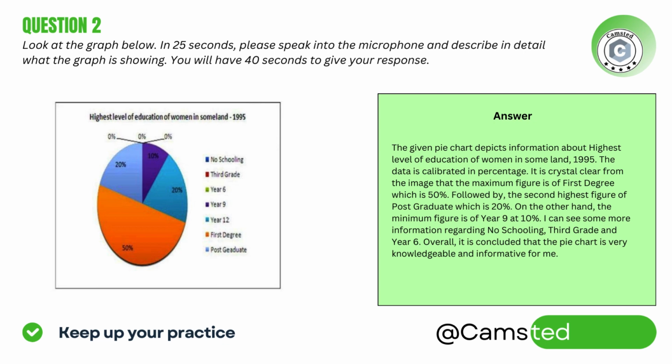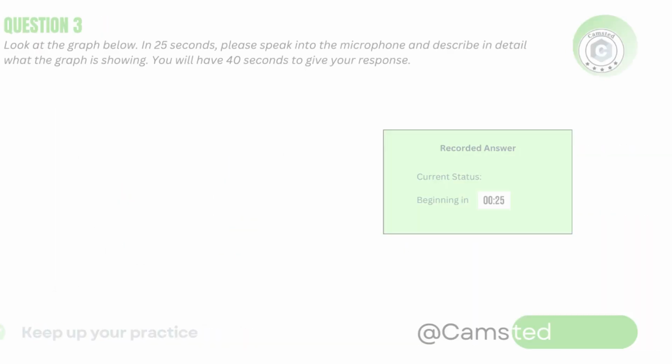On the other hand, the minimum figure is of year 9 at 10%. I can see some more information regarding no schooling, third grade and year 6. Overall, it is concluded that the pie chart is very knowledgeable and informative for me.